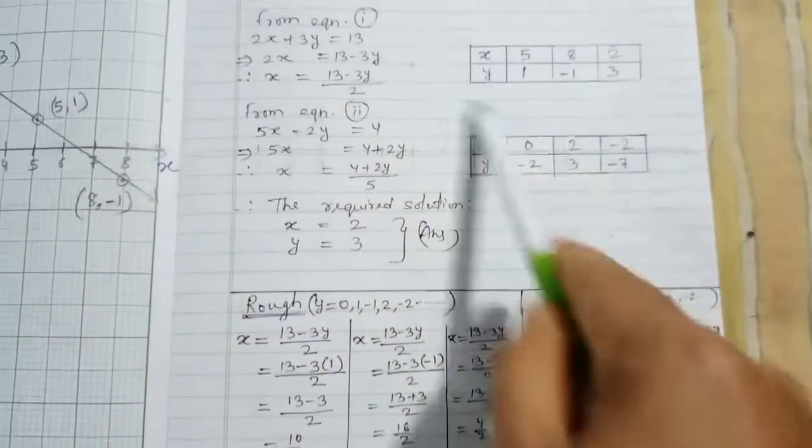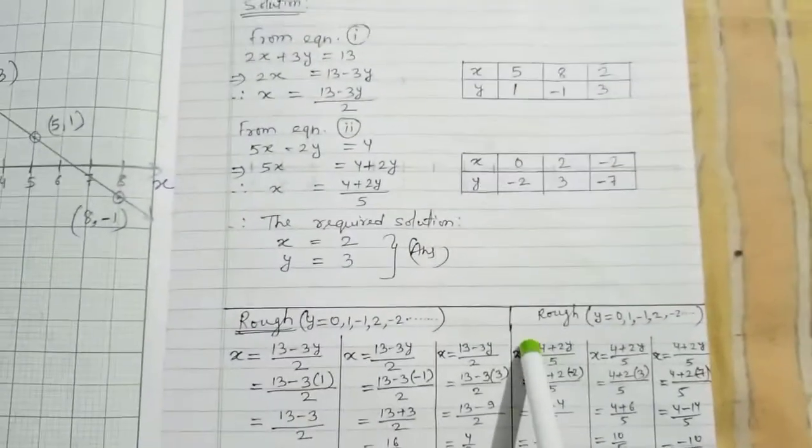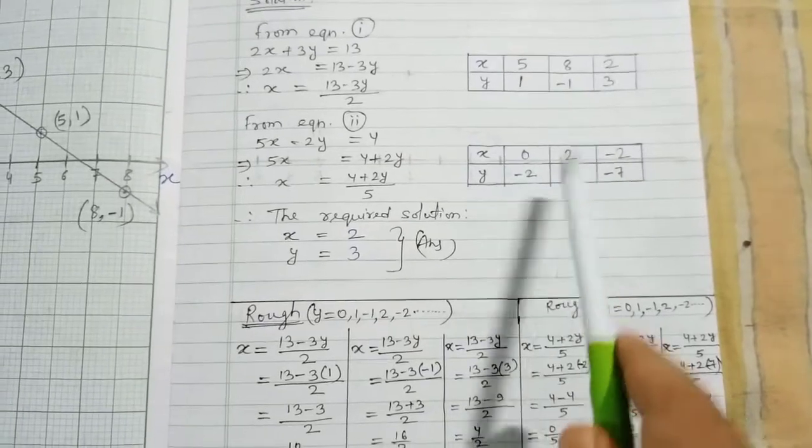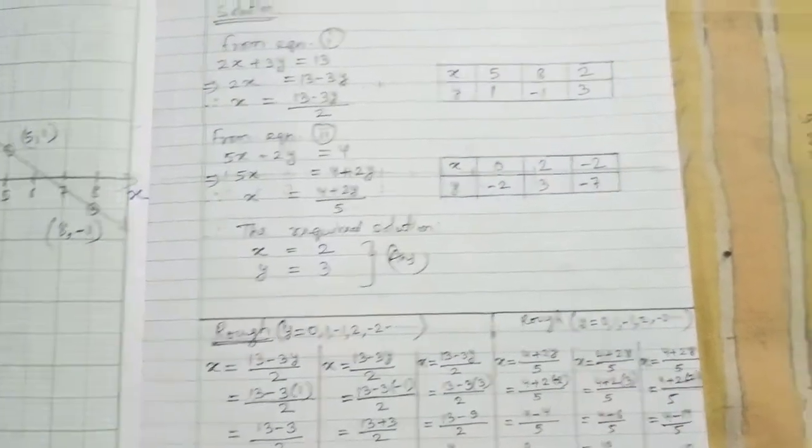So children, I have done the rough work here. How I got these values I have shown here. And why a few values were not taken, why they were unsuccessful, that also I have told you.